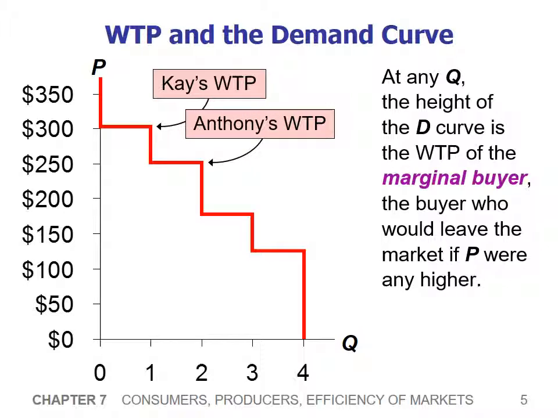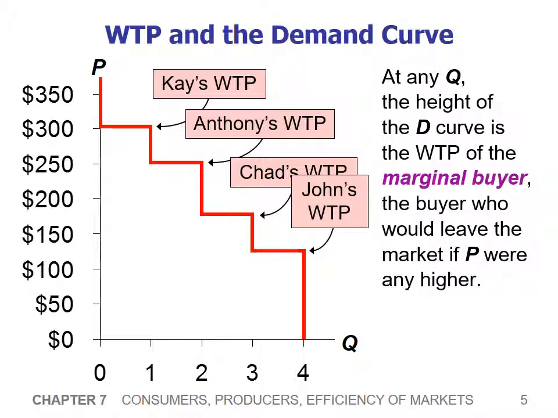So this first step is K's willingness to pay, then we have Anthony, then we have Chad, and finally we have John. So the last buyer to buy that good is the marginal buyer. If the market price is any higher than that, that person will probably not buy that good.